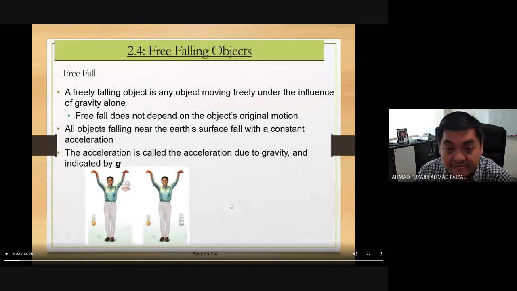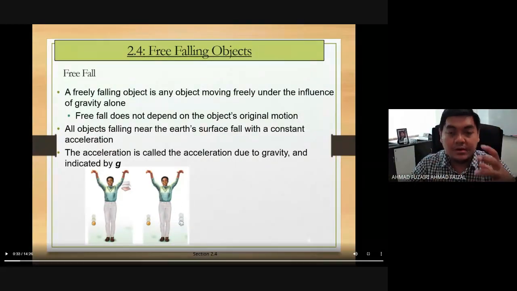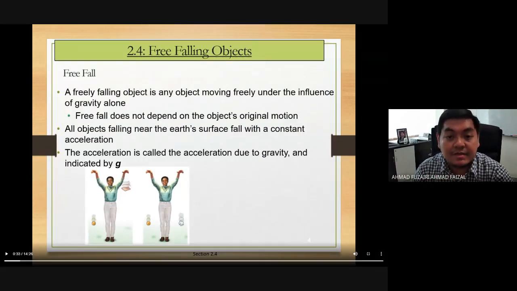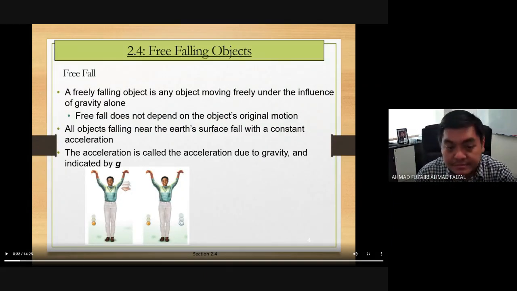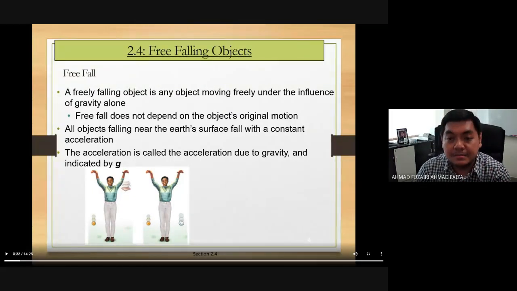The answer is yes. It's also called free fall. As long as the object is involved or influenced by gravity, that's what we call free fall. It doesn't matter whether the object is going down or going upward, as long as it moves or falls in the presence of gravity, it's called free fall. So don't fall for the words free fall. Make sure you understand well what free fall means.